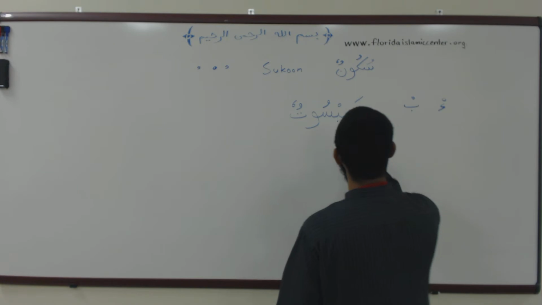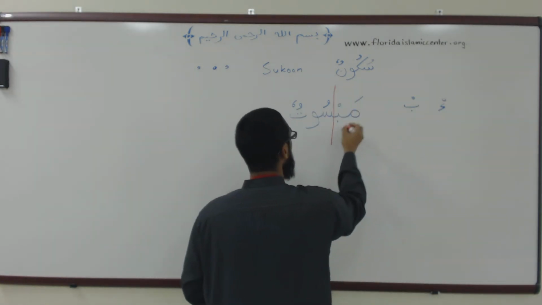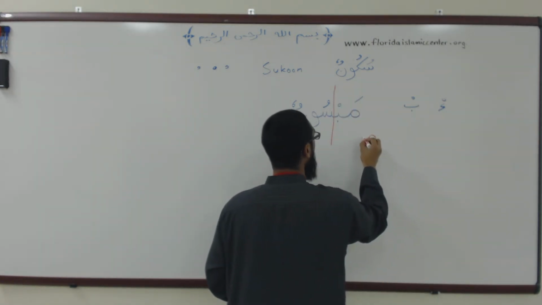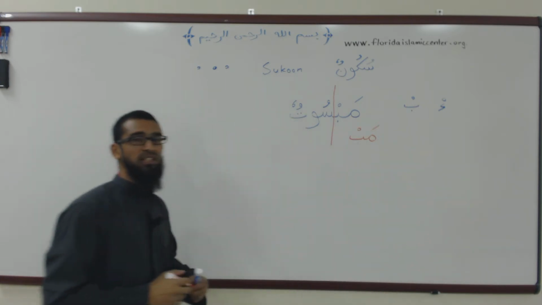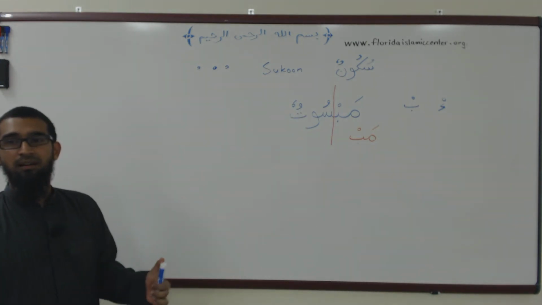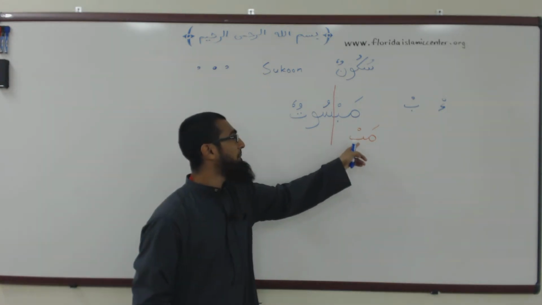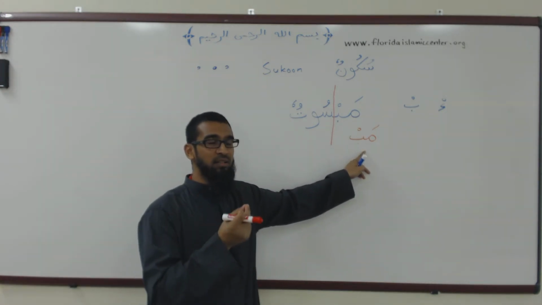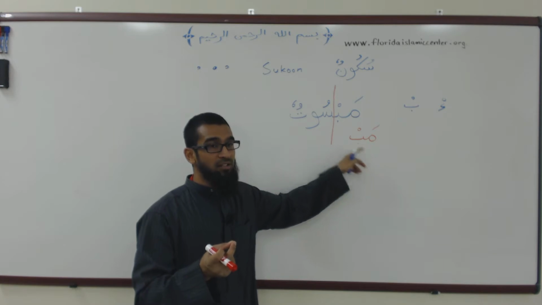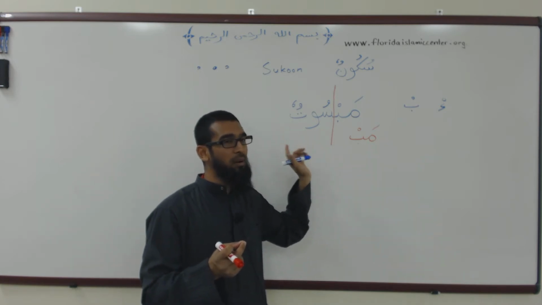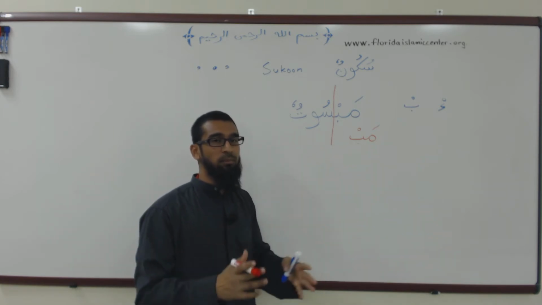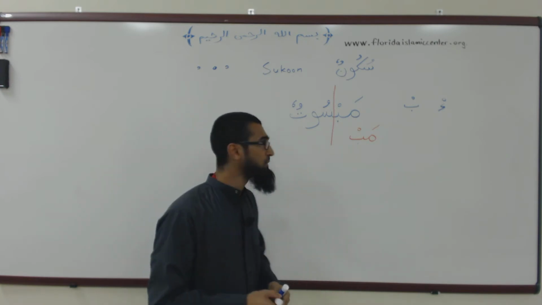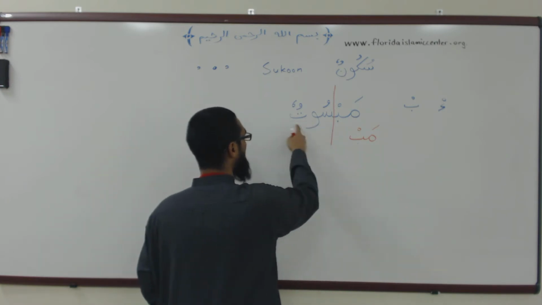Let's break it up into two parts. Let's pronounce the meem and then the ba. Meem with a fatha, ba with a sukun. What does that sound like? Mab. You hear the ba at the end, mab. You can't say mabba or mabi or maba or mabu. Just mab.